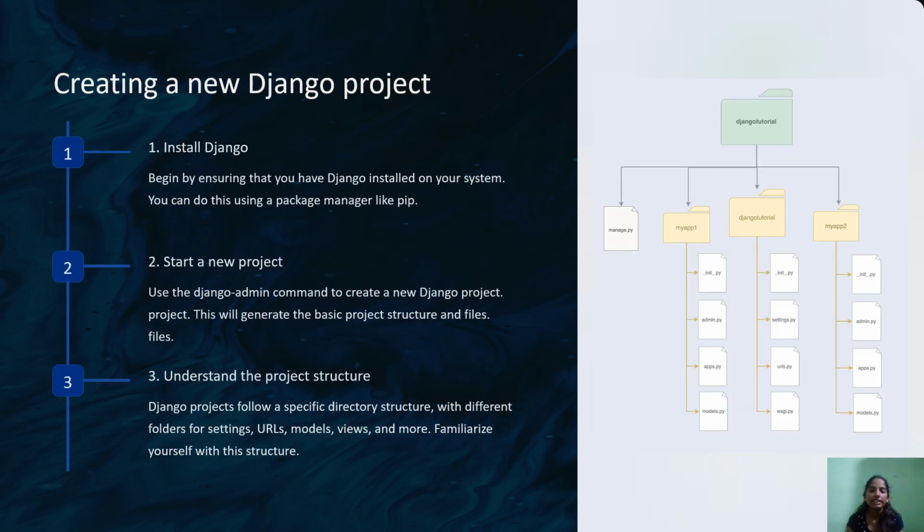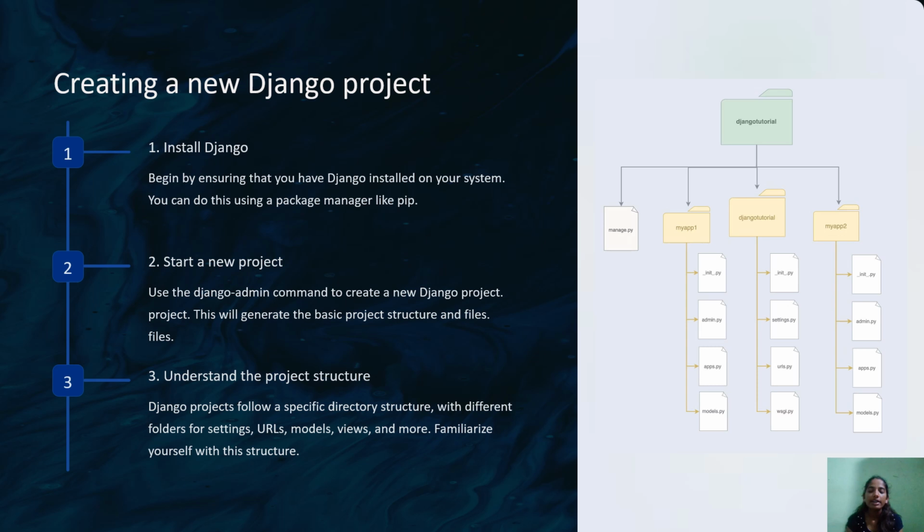And let's see creating a new Django project. For creating a new Django project, we have to follow these steps. Initially, install Django. Installing Django is a must. Begin by ensuring that you have Django installed on your system. You can do this using a package manager like pip. Secondly, start a new project. To start a new project, we'll use the django-admin command to create a new Django project. This will generate the basic project structure and files.